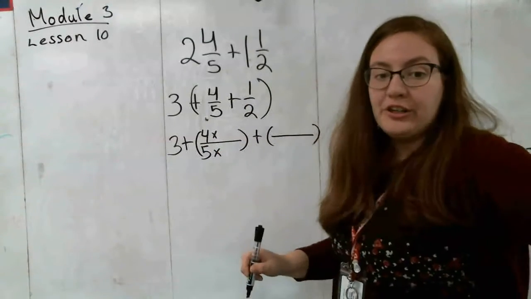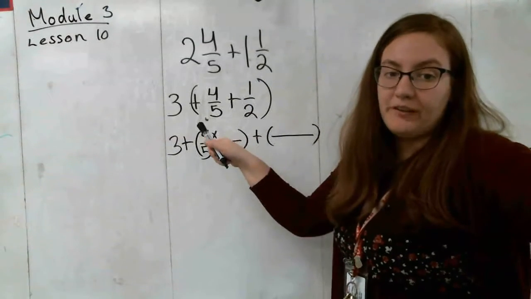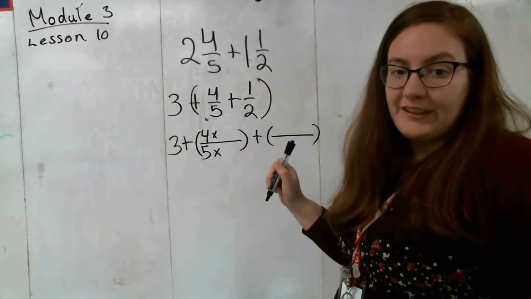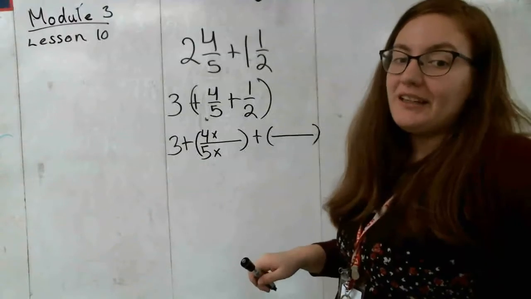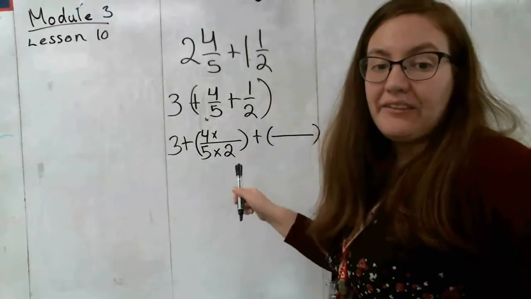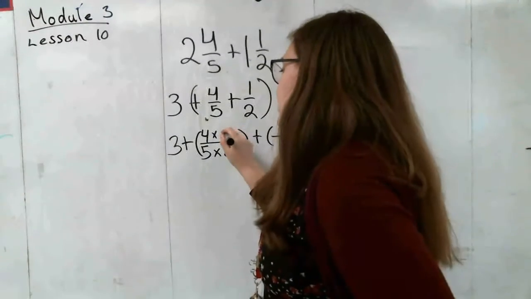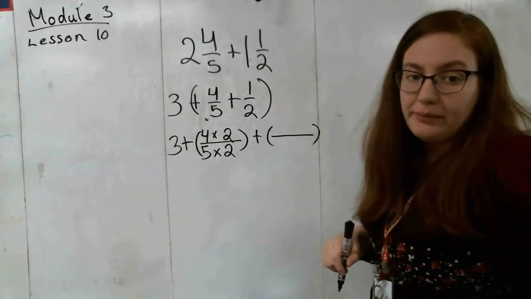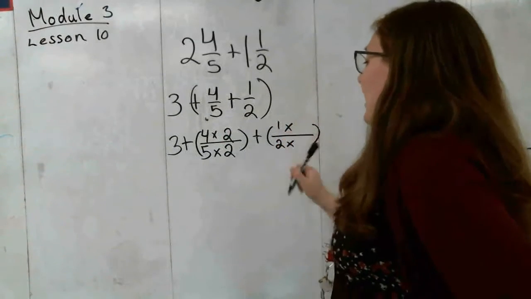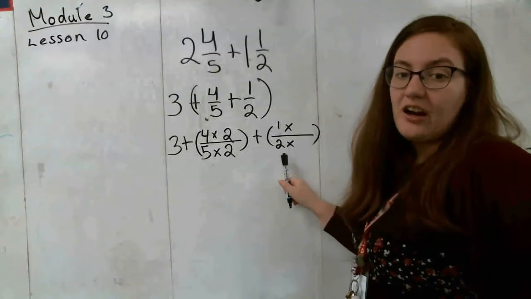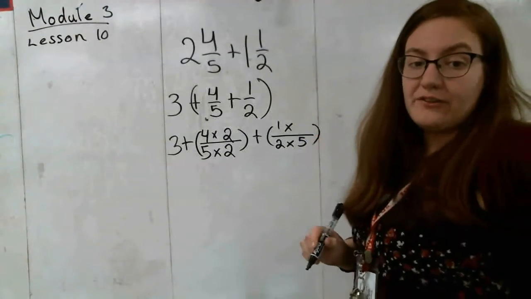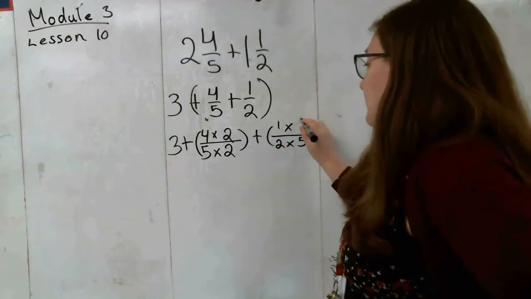And from the last problem, we know that the least common multiple between 5 and 2 is 10. So I'm going to figure out what I need to multiply 4/5 by so that my denominator can be 10. Well, I know that if I do 5 times 2, that will give me 10. And remember, whatever I do to the bottom, I have to do to the top as well. So I'll also multiply the numerator by 2 as well. Then over here, I have a half. And this half, I know that I also want this to have a denominator of 10. So I'm going to do 2 times 5, because I know that 2 times 5 will give me 10. And I do 1 times 5 as well.